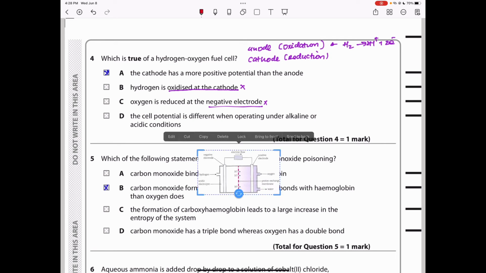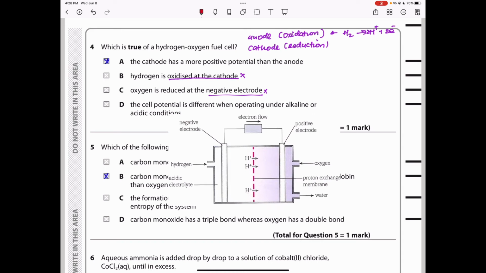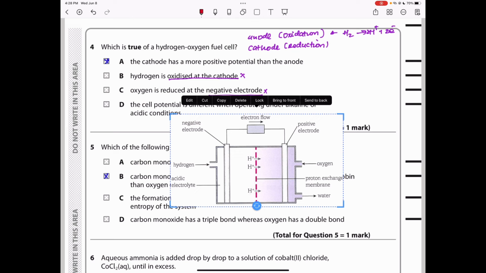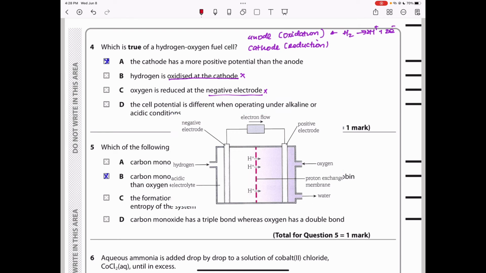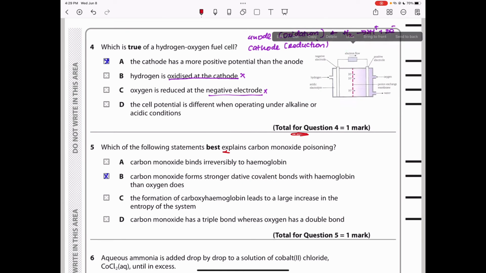If I try to expand this out for you, this is from your textbook. I think you can look at it and see. This is where we have the anode, which is the negative electrode, and on the other side we have the cathode, which is the positive electrode. So we can see oxidation will occur here and reduction will occur on the other side. I'm going to make it smaller and take it back where it was, and then I'll continue with the paper. So the answer here should be A.